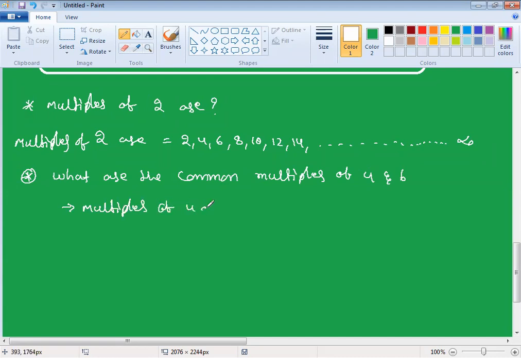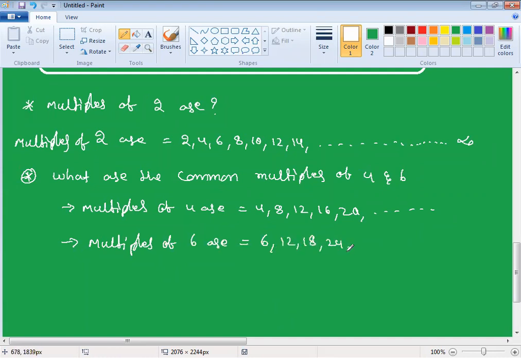multiples of 4 are: 4 ones are 4, 4 twos are 8, 4 threes are 12, 4 fours are 16, 4 fives are 20, and so on. We can write up to infinite. Why? Because I told you just now, multiples are always infinite. Now multiples of 6: 6 ones are 6, 6 twos are 12, 6 threes are 18, 6 fours are 24, 6 fives are 30, and 6 sixes are 36, and so on.